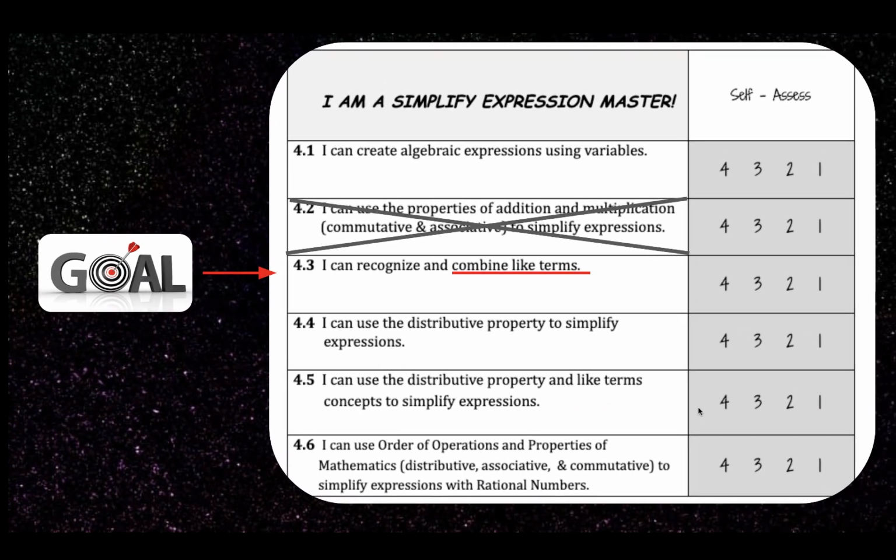Our goal is 4.3. I can recognize and combine like terms. Go ahead and underline combine like terms. Recognize means when you're given an expression, you can see right away when you have terms that go together. And then you know how to bring those terms together, how to combine them. That's what this goal is saying.